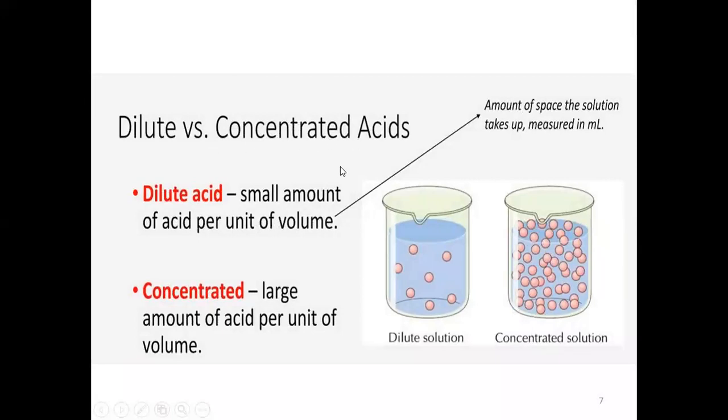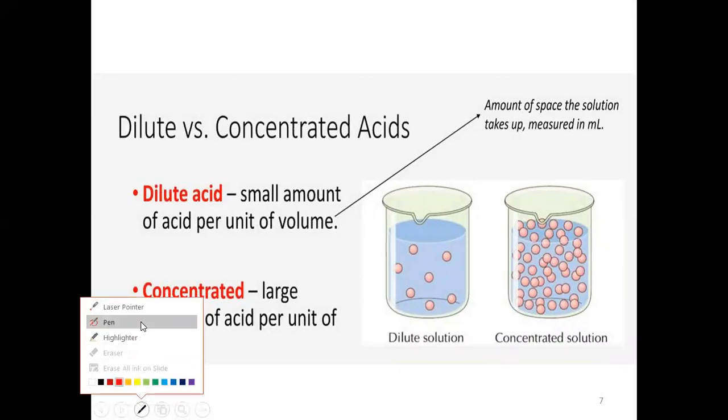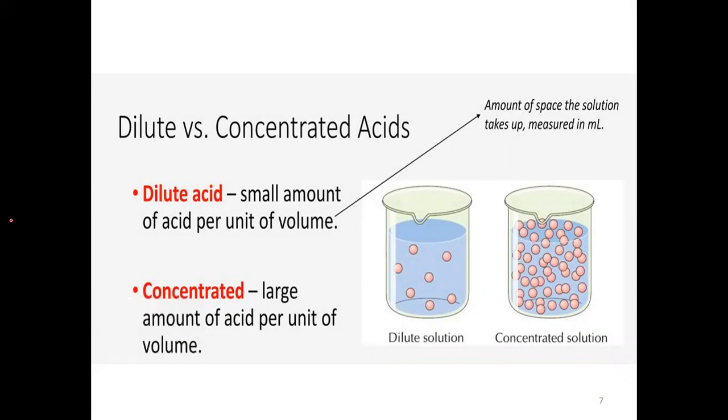Dilute versus concentrated acids. A dilute acid has a small amount of acid per unit of volume. Volume is the amount of space the solution takes up, measured in ml. A concentrated acid has a large amount of acid per unit of volume. A solution with few molecules is a dilute solution, while a solution with so many molecules is a concentrated solution.